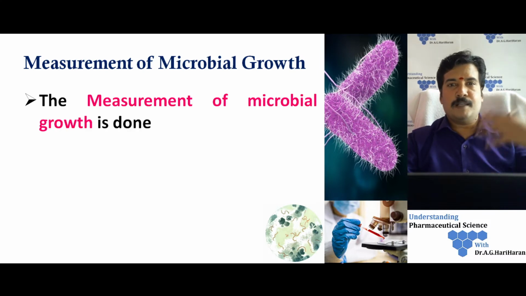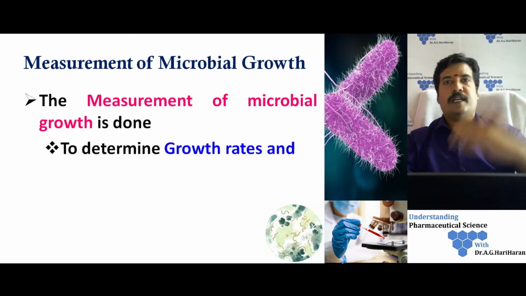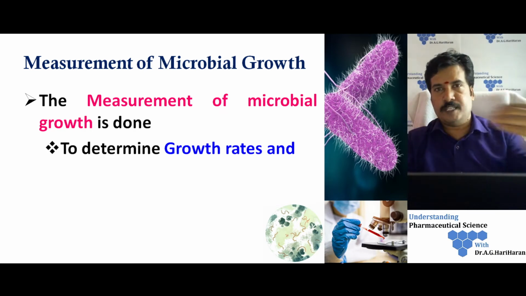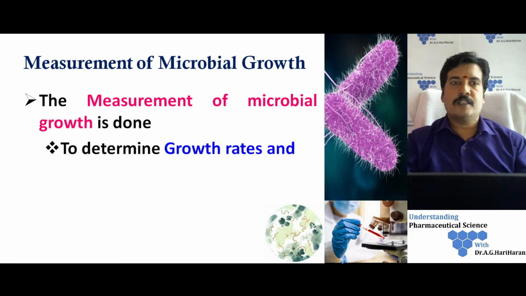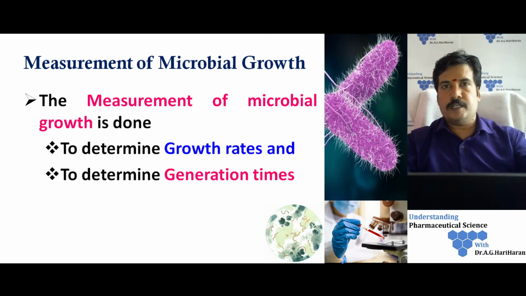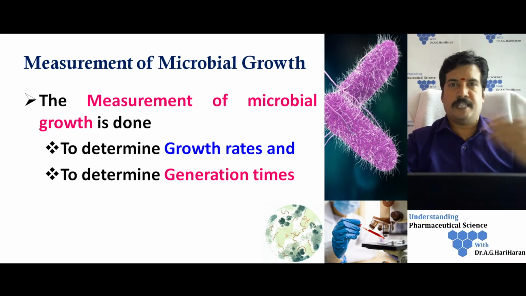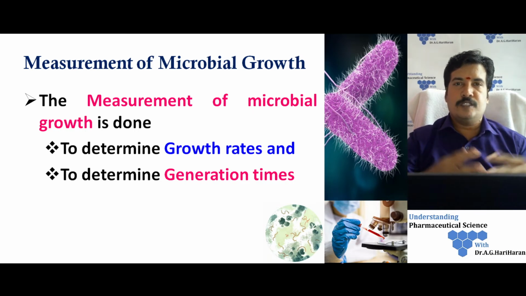For measuring microbial growth, we have to determine two things. One, we can determine the growth rate, at what rate the microorganism is growing and in which phase it is at present, whether it is in log phase, lag phase, or stationary phase. Otherwise, the measurement will help to determine the generation time, that is the doubling time. So what is the exact time required for a single microbial cell to divide into two cells? This gives an idea about the microbial growth.